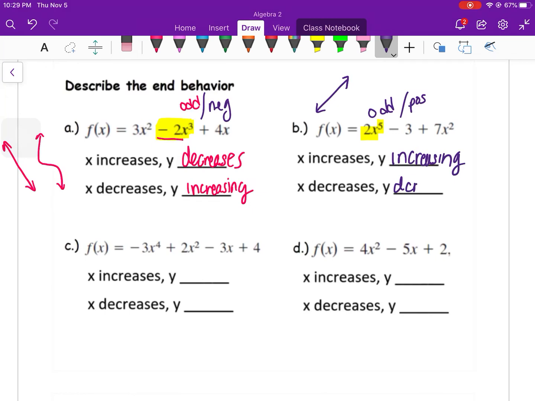As x decreases, the y is going to also decrease in value. As you go to the left, it goes down.